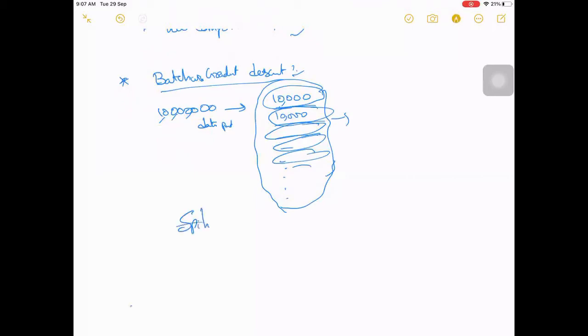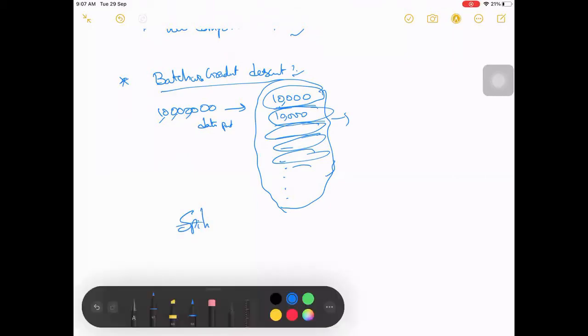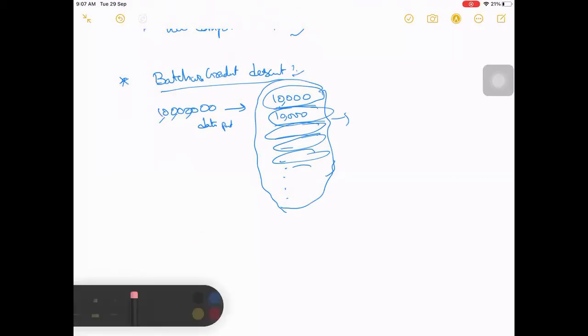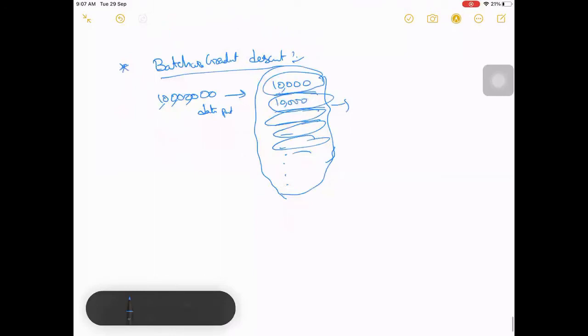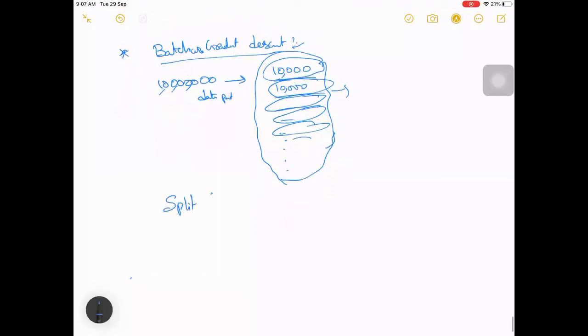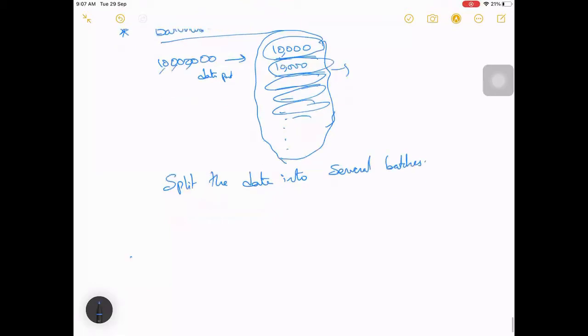Sorry, just split the data into several batches. Okay, so we have done it. Then we have data. Okay, that we have what we have done. We have split into several batches.